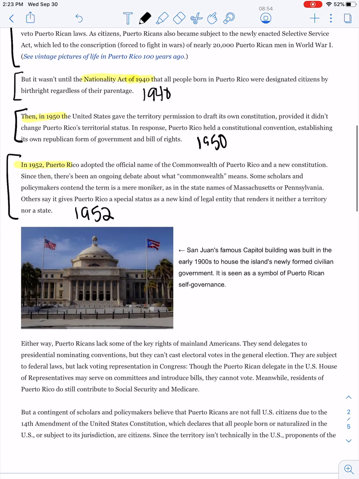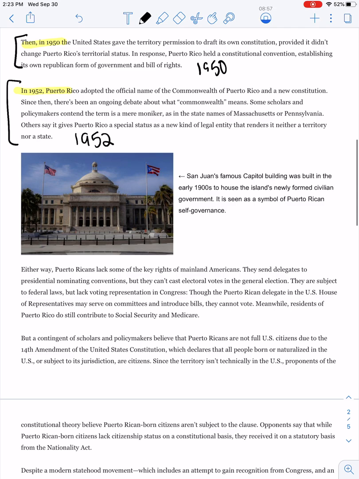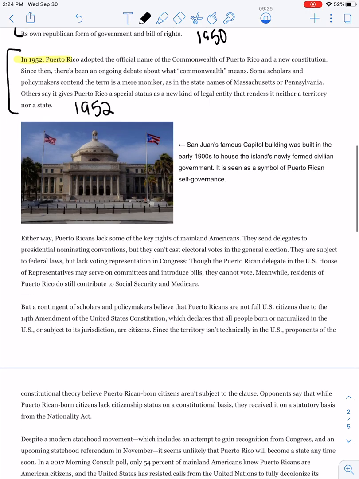Either way, Puerto Ricans lack some of the key rights of mainland Americans. They send delegates to presidential nominating conventions, but they can't cast electoral votes in the general election, which means that their votes essentially don't count for presidency. They are subject to federal laws, but lack voting representation in Congress. Though the Puerto Rican delegate in the U.S. House of Representatives may serve on committees and introduce bills, they cannot vote. Meanwhile, residents of Puerto Rico do still contribute to Social Security and Medicare.